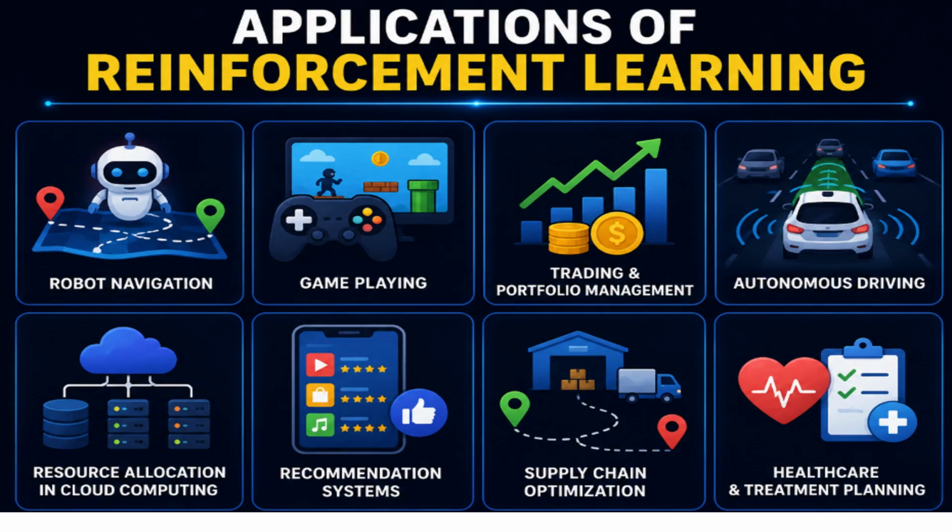In finance, it helps optimize trading and investment decisions. Autonomous vehicles use reinforcement learning to make safe driving decisions in changing road conditions. It is also used in cloud computing to manage resources efficiently. Recommendation systems learn user preferences to suggest more relevant content or products. In supply chain optimization, it improves delivery routes and logistics. And in healthcare, it helps optimize treatment plans and improve patient care.